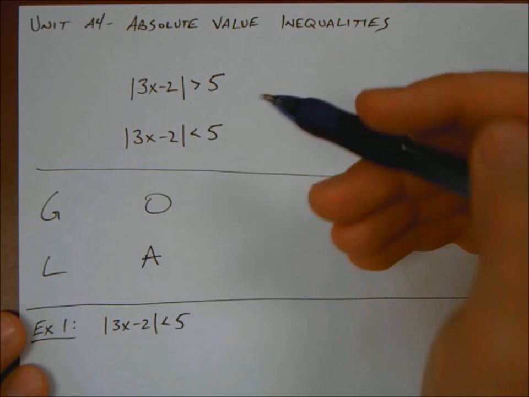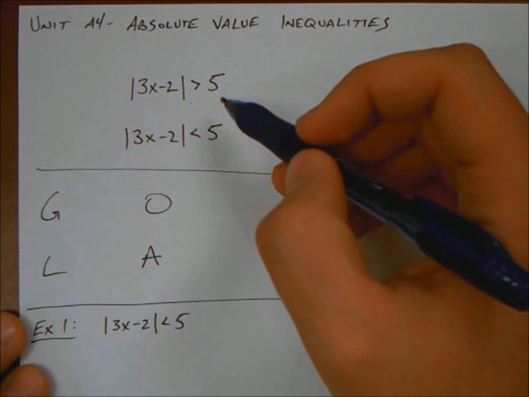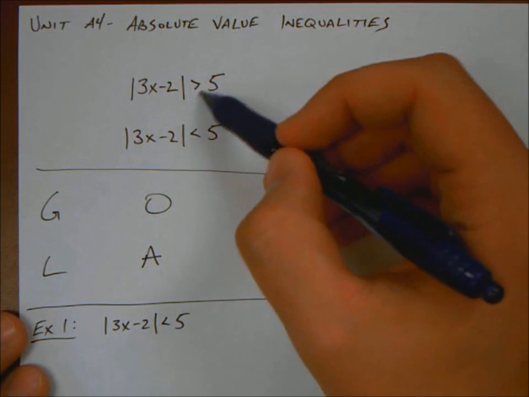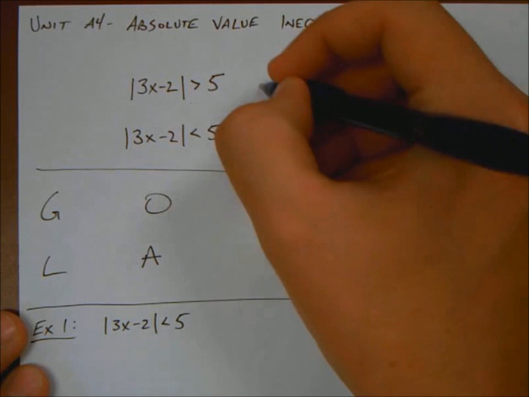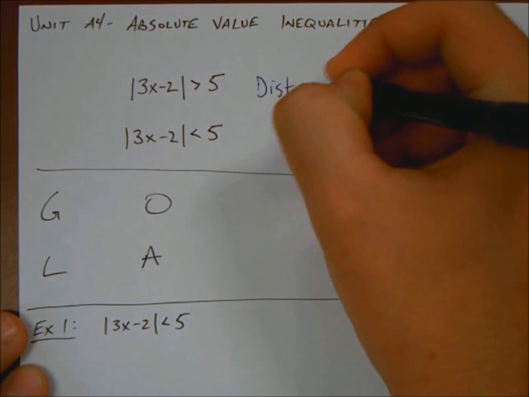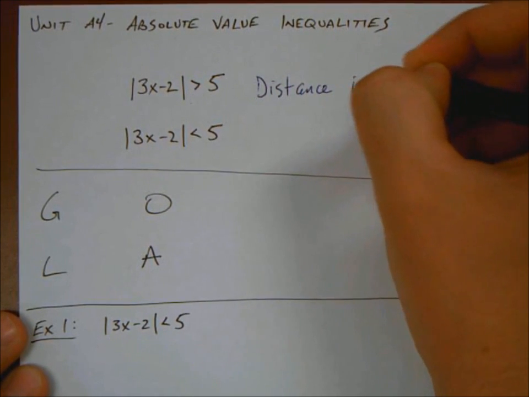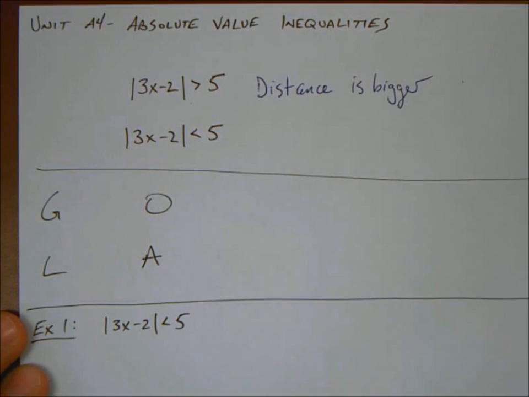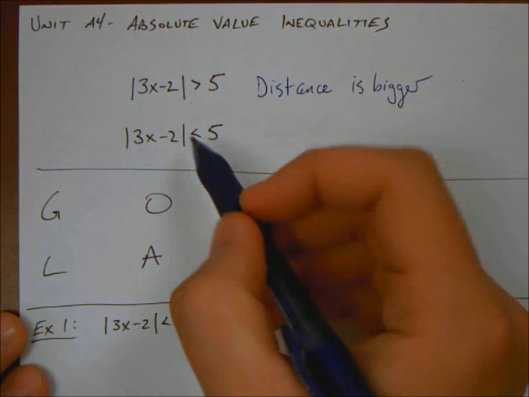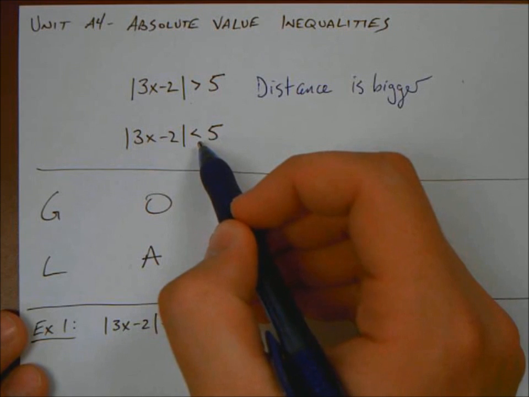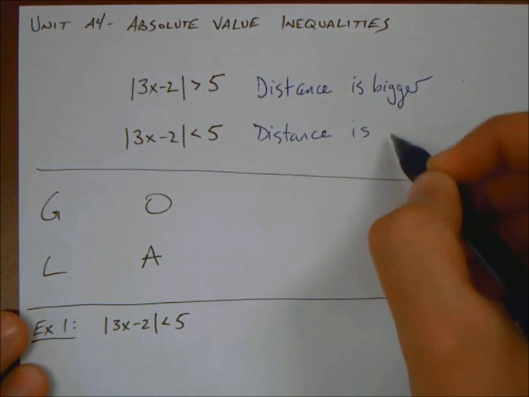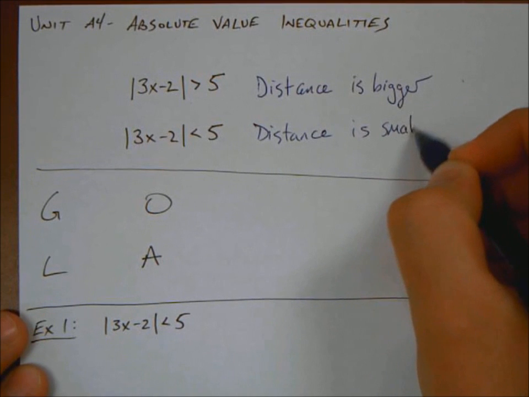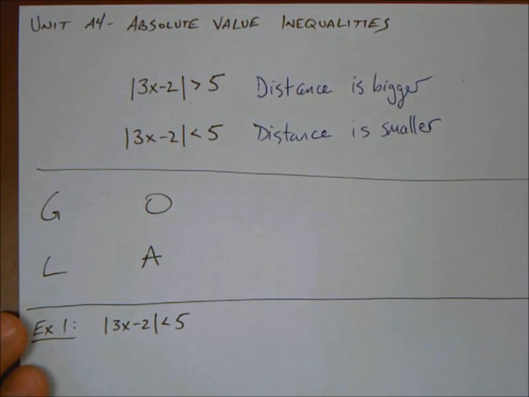Now, what I want to remind you is that there are two different inequality signs that we have in math. One says greater than. So here with absolute value, what we're really saying is the distance is bigger than 5. So I'm going to write distance is bigger. And with this one, this is a less than symbol. So here, distance is smaller. The distance is smaller than 5.